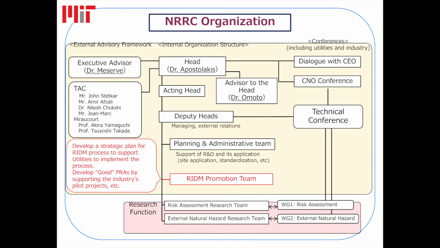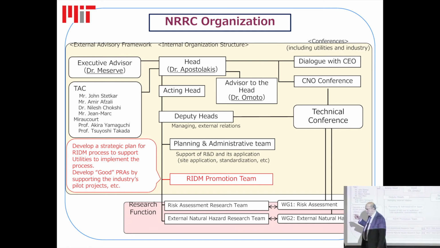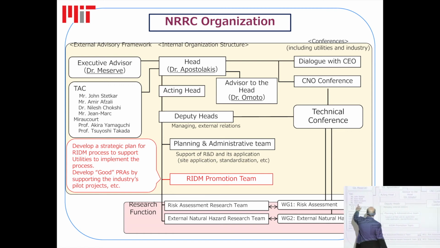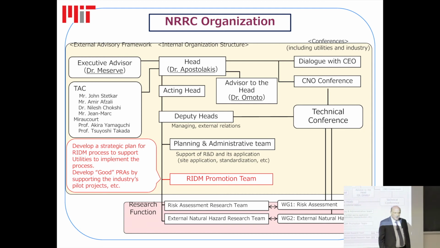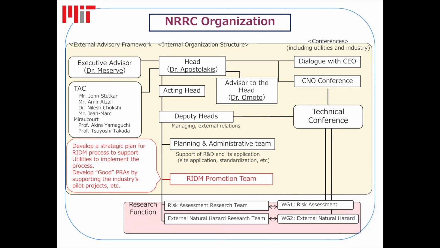There are about 110 people. I'm the head. I don't know what executive advisor means, but my friend Dick Meserve, former chairman of the NRC, is playing that role. We have a technical advisory committee consisting of 3 Americans, a Frenchman, and 2 Japanese that plays the role of the Advisory Committee on Reactor Safeguards, reviewing everything and issuing independent views. What is new for Japan is that the letters these guys write, we put up on the website.